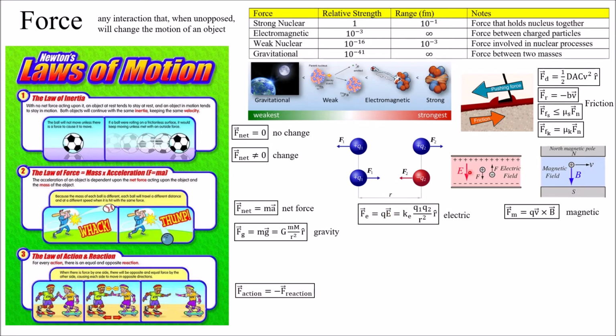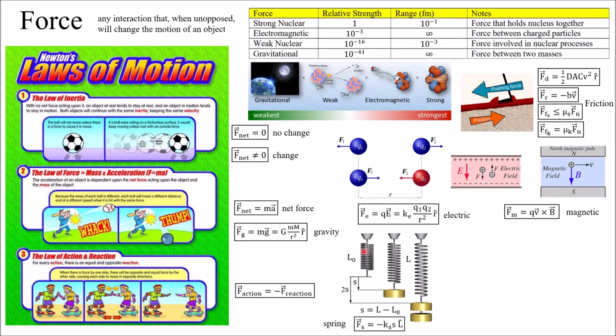So if you have a charge and an electric field, then you have that charge multiplied by the electric field to figure out how much force is going to be on that charge. We also have the idea of a magnetic field. So if you have a charged particle moving at a velocity in a magnetic field, it's going to experience a magnetic force. We can also look at the spring force, which is pretty much Hooke's law.